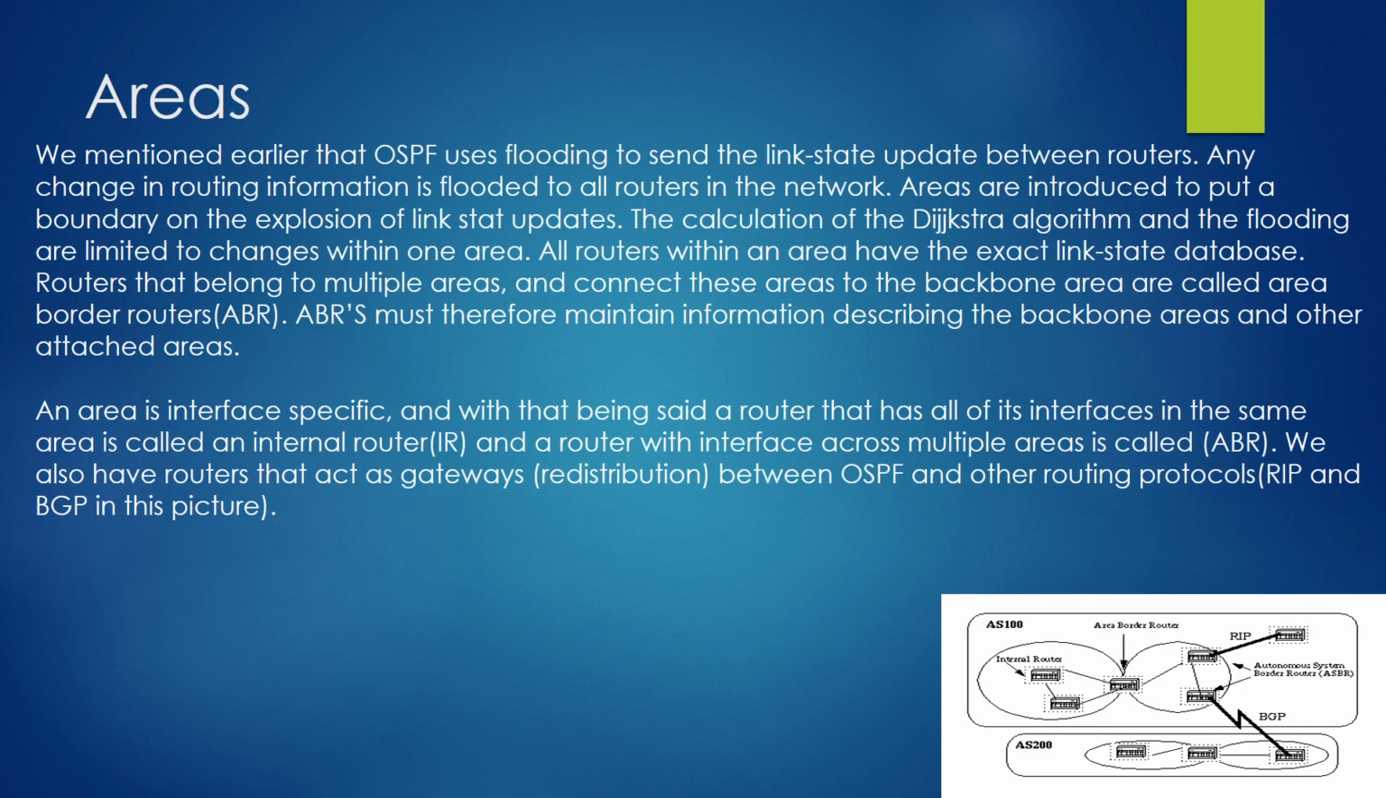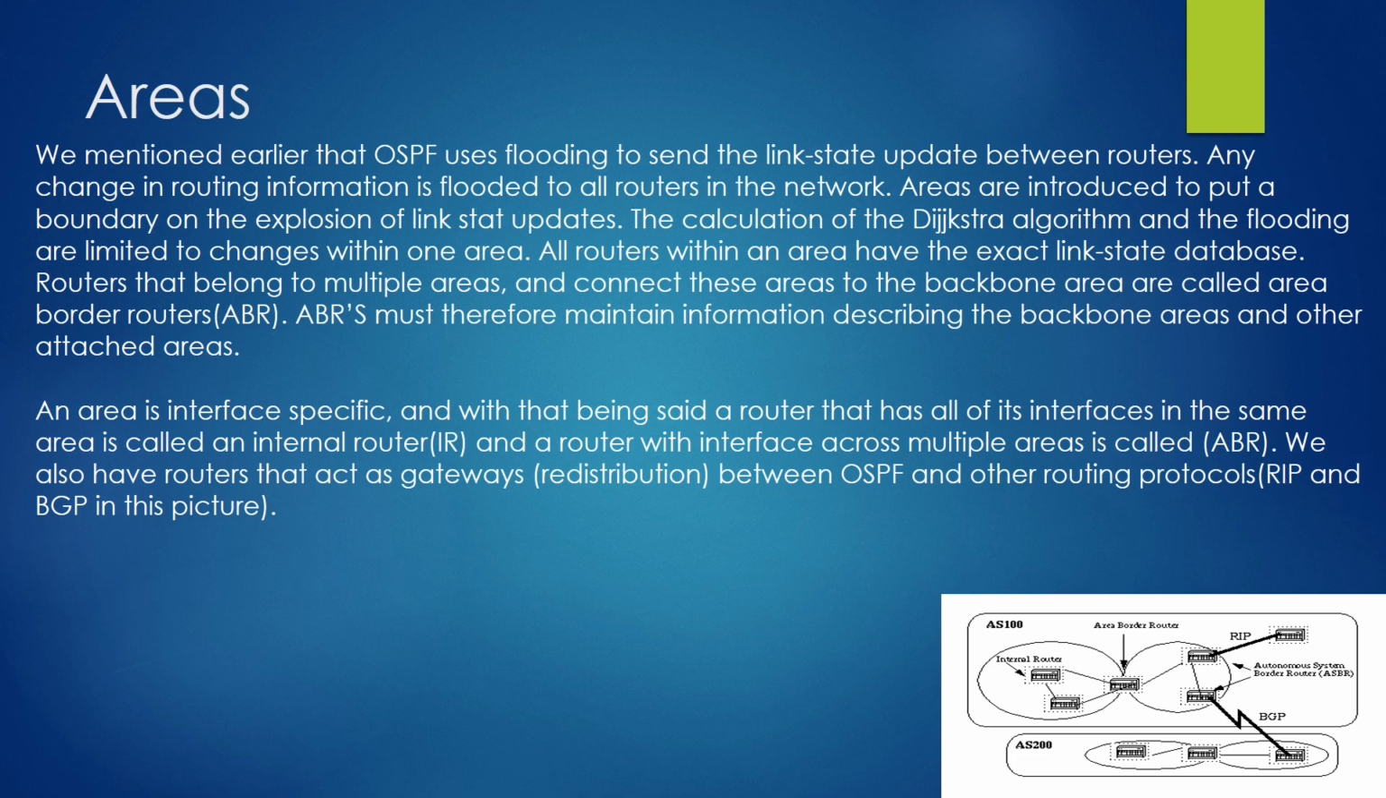We mentioned earlier that OSPF uses flooding to send the link state updates between routers. Any change in routing information is flooded to all routers in the network. Areas are introduced to put a boundary on the explosion of link state updates. The calculation of the Dijkstra algorithm and the flooding are limited to changes within one area. All routers within an area have the exact same link state database.